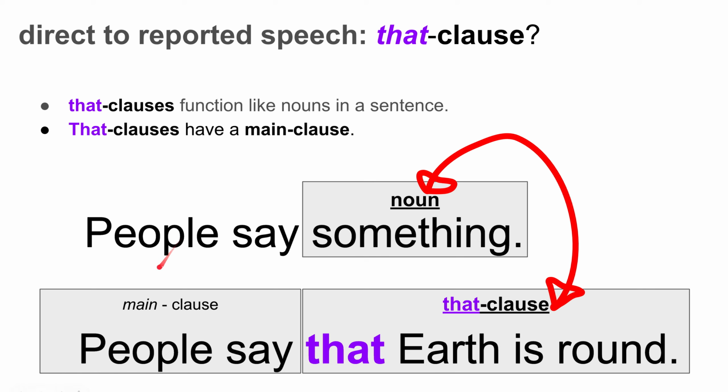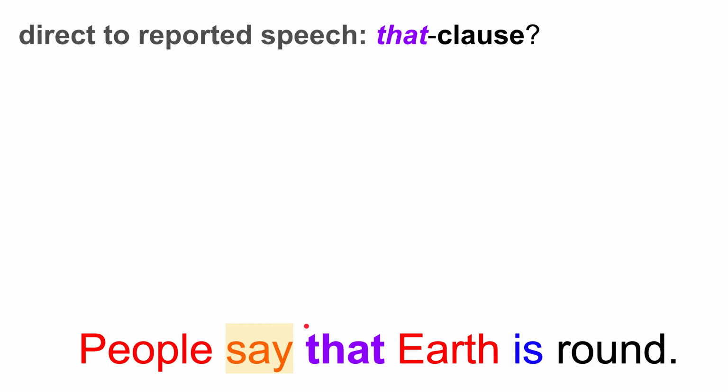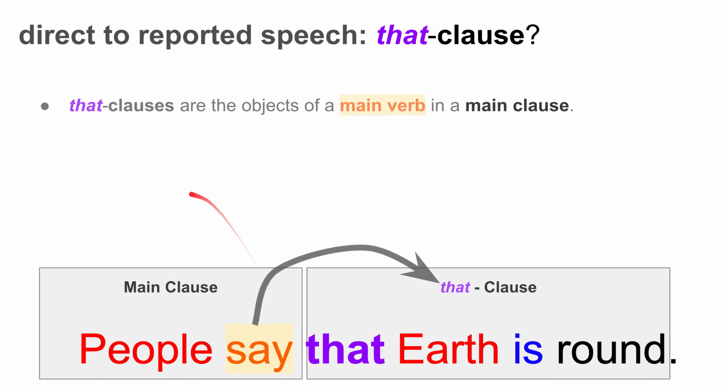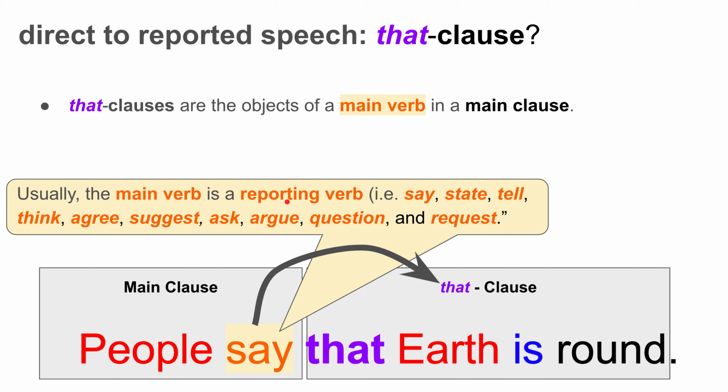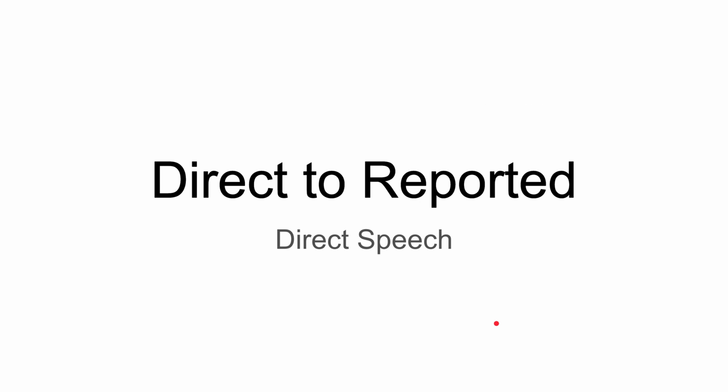That clauses have a main clause. Okay, people say. That clauses usually begin with that. Okay. Now, moving forward, let's look a little more deeply. That clauses are the objects of a main verb. Here the main verb is say. Okay, people say, and the object, that earth is round. Okay. Usually the main verb is a reporting verb. These are say, state, tell, think, agree, suggest, ask, argue, question, and request. That clauses have a subject and a verb. Here the subject is earth and the verb is the be verb.